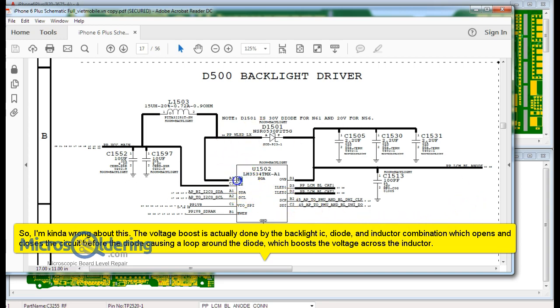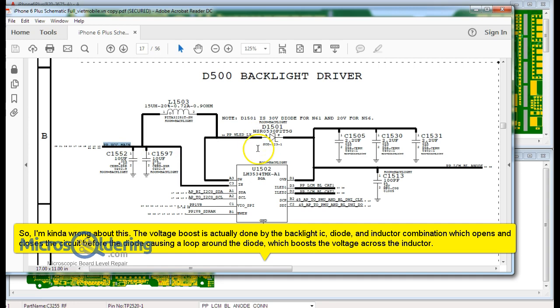Alright? So what prevents the boosted voltage from coming through? Well, there's a switch here on the backlight IC, U1502. This switch basically opens and closes. When the switch closes, the voltage going across the anode side of the diode goes straight to ground, which essentially makes the voltage at this point right here whatever the VCC main voltage is, which is going to be between 3.8 and 4.2 volts.